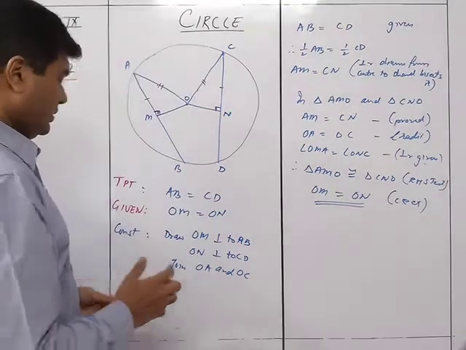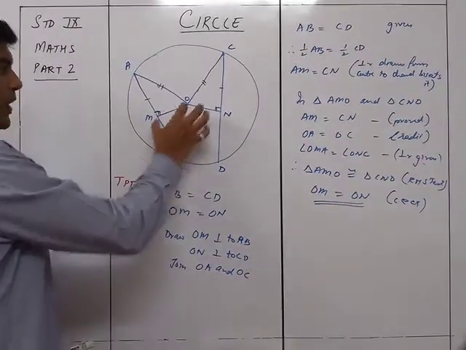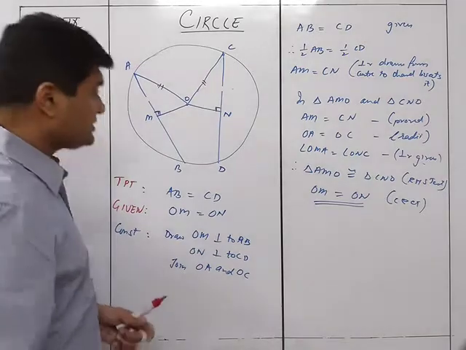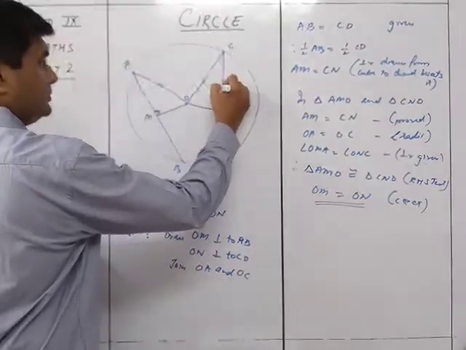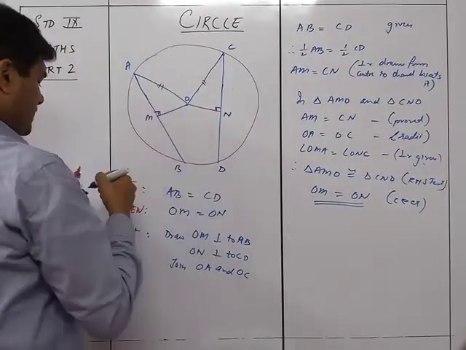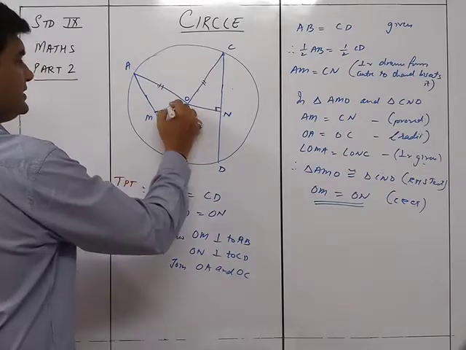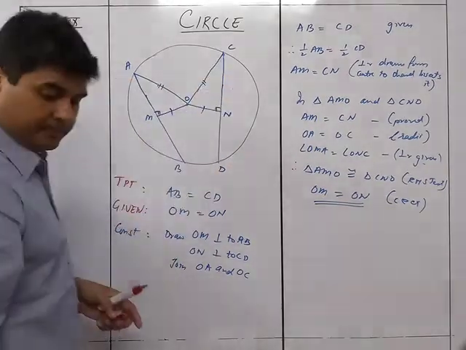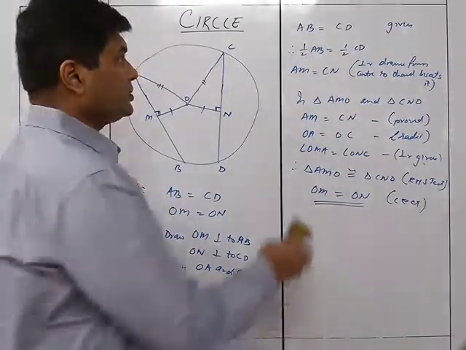Okay. So you already know that OM and ON are equal. We do not know that these are equal, so this is not known. But you know that this is equal to this. You need to prove that AB is equal to CD.